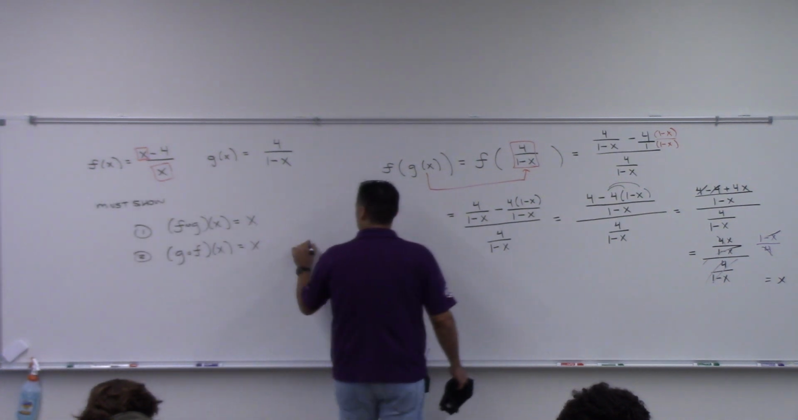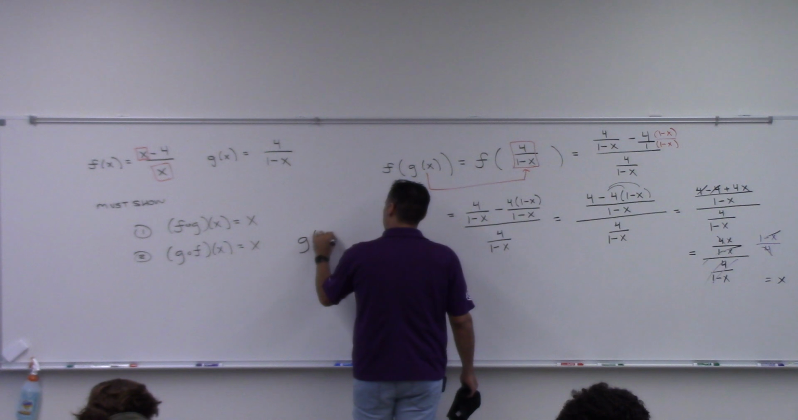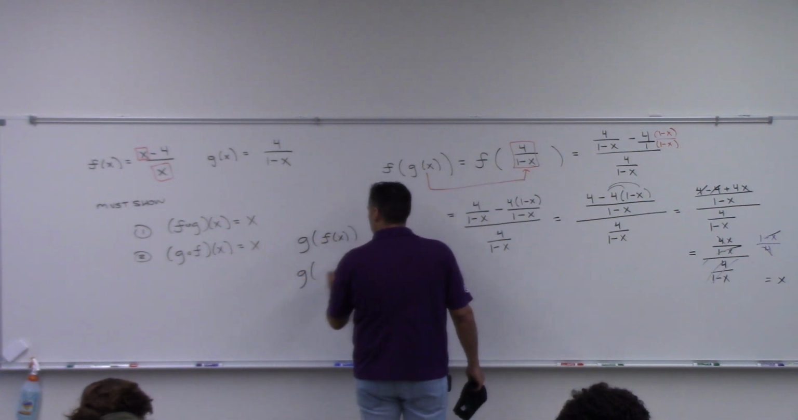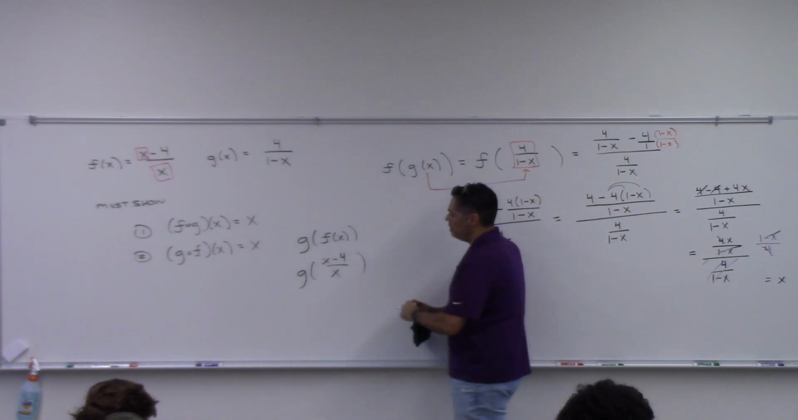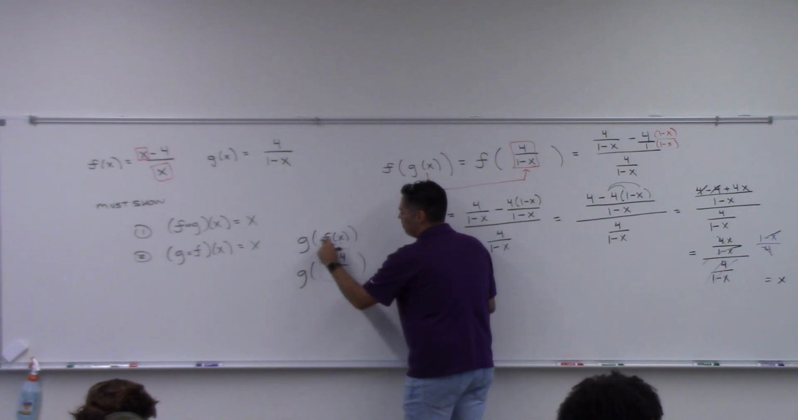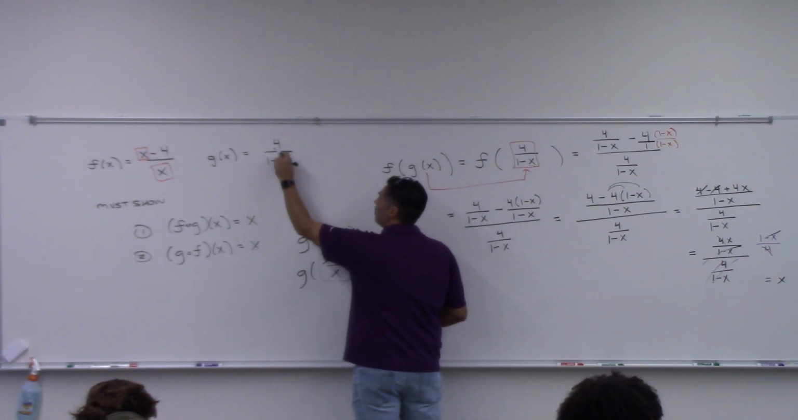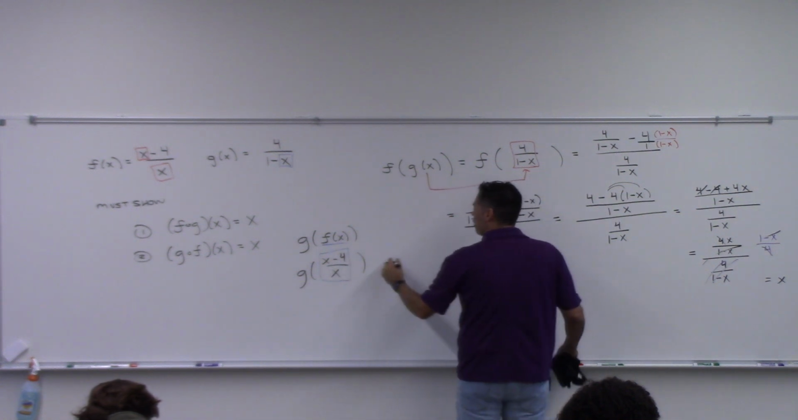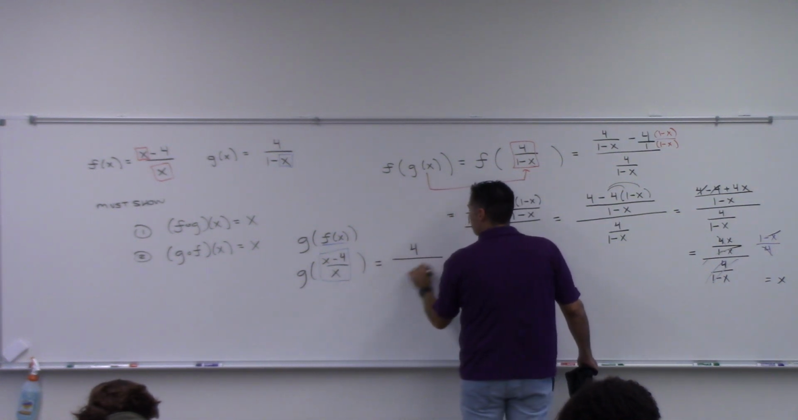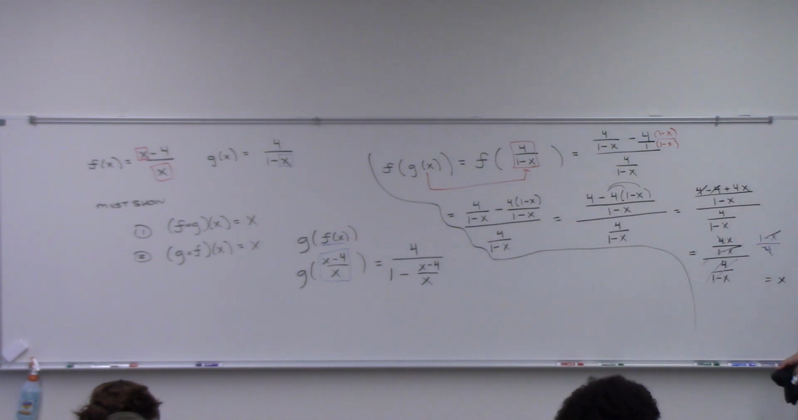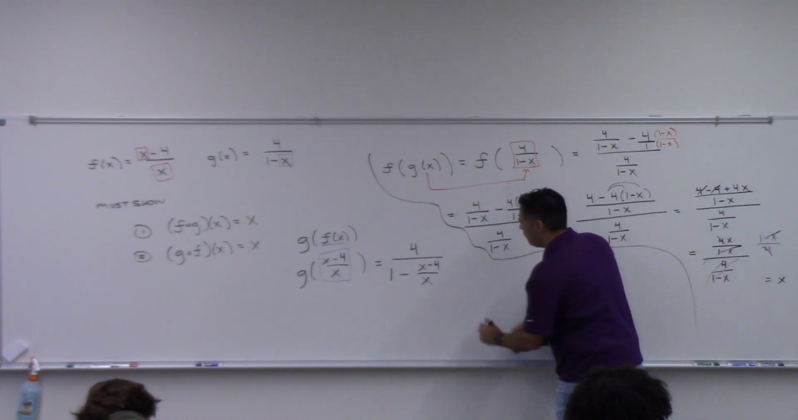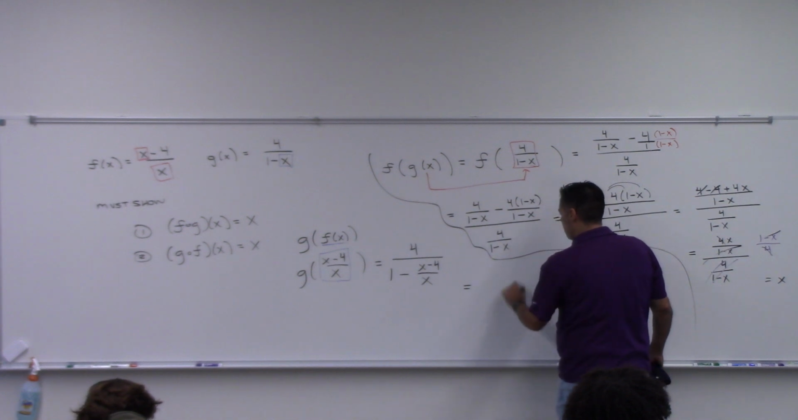So to do that, I'll do it right here. I do g inside f. So then I do g, but f is x minus 4 over x. That's my f function right there. I'm going to plug it into g, so I'm just going to slap it right there. This should be a little cleaner. I have 4 on top, 1 minus, and then here's the f being plugged in. Equals 4 over.